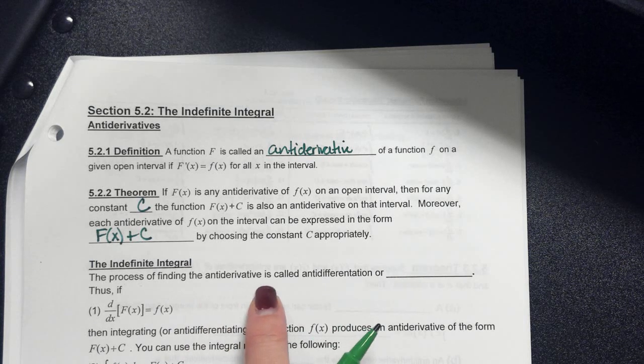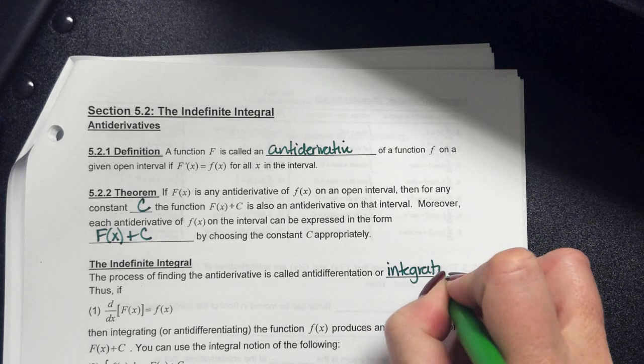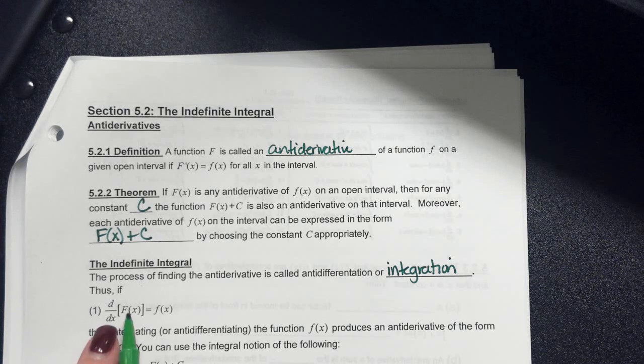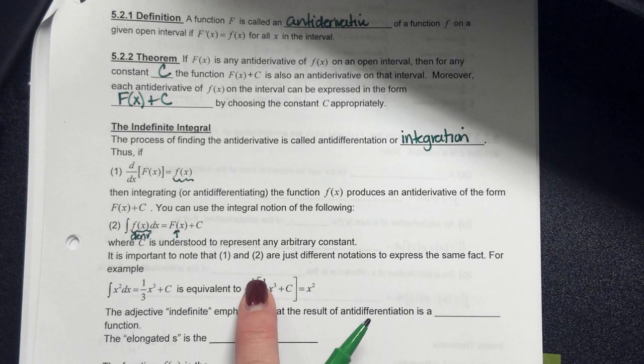The process of finding the antiderivative is called antidifferentiation or integration. Again, we're going to find the derivative of some function to give us f of x. So by integrating, or antidifferentiating, the function f of x, we produce the antiderivative of the form F of x plus c. Notice, here's my integral of f of x, and this is my derivative, and we're trying to find the function that has that derivative f of x. Again, c just represents any constant, and these are two notations that represent the same fact.